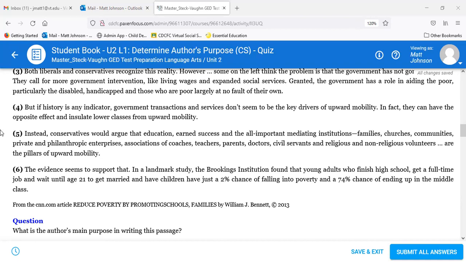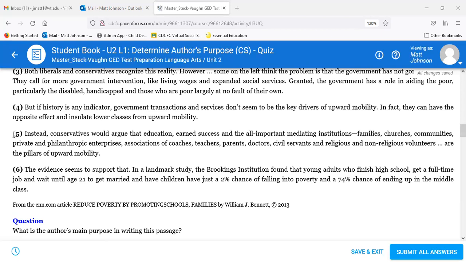But if history is any indicator, government transactions and services don't seem to be the key drivers of upward mobility. In fact, they can have the opposite effect and insulate lower classes from upward mobility. Instead, conservatives will argue that education and success and the all-important mediating institutions, families, churches, communities, private and philanthropic enterprises, associations of coaches, teachers, parents, doctors, civil servants, and religious and non-religious volunteers are the pillars of upward mobility. The evidence seems to support that.